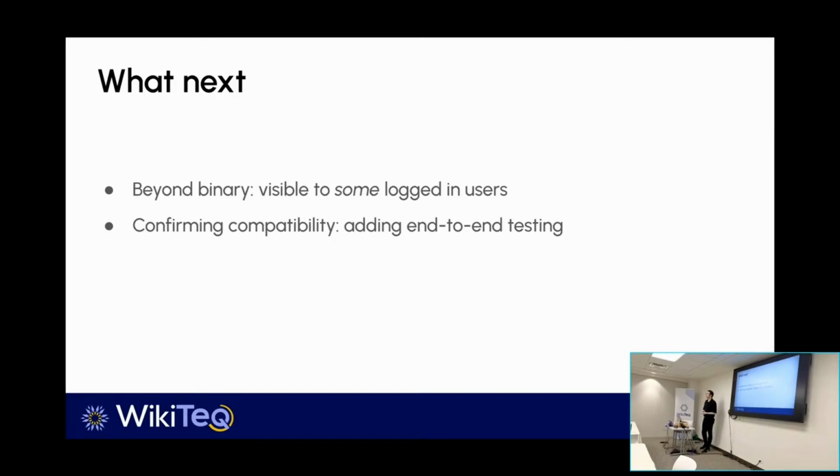Confirming compatibility with newer versions of MediaWiki. Currently, the testing is done manually. Upload 2 files, one with that magic word and one without, and look at them logged in and logged out, and confirm that when you're logged in, you can see them both. When you're logged out, you can see the public one. And when you're logged out, you cannot see the private one.